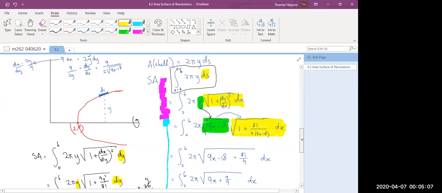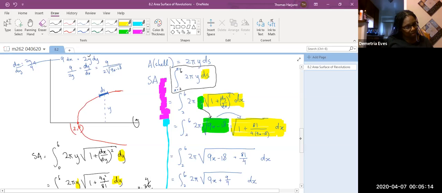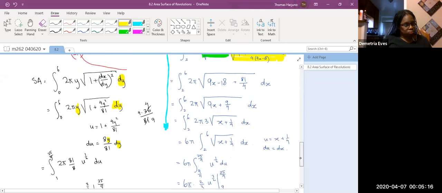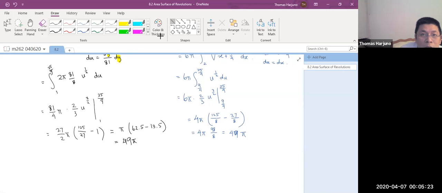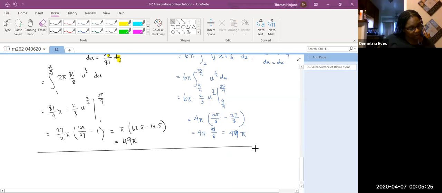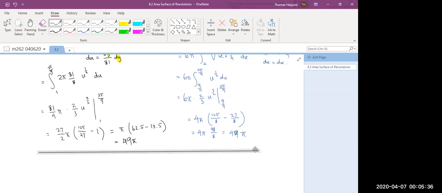So what do you prefer? Well, I prefer the one that is doable. I came up with 24 pi. I don't know what I did wrong. So Thomas, which one do you prefer? The one that is doable, because there is a big chance that one of them works and the other one doesn't. The example I show you here, both of them work.